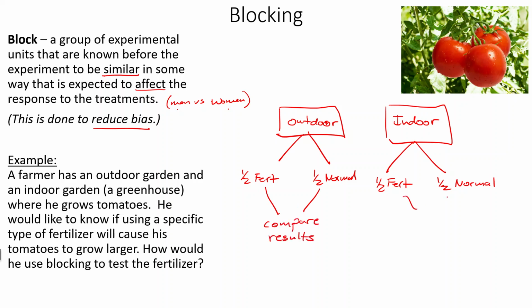And same here, we would compare the results within the indoor. So we were not comparing indoor to outdoor, we'll compare indoor to indoor, we'll compare outdoor to outdoor. It's basically like saying instead of doing one experiment, we're going to do two smaller experiments. All right? And these two smaller experiments are going to eliminate bias because these guys are all going to be similar in one way because they're all indoors. And these guys are all going to be outdoors. So we're doing this to reduce bias.